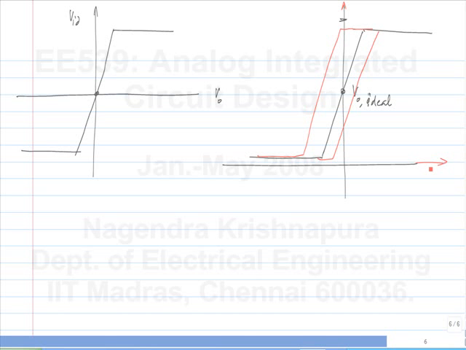So this means a horizontal shift, and if the slope of the line is very high, you can see that a small amount of horizontal shift will make V naught equal to either the upper saturation limit or the lower saturation limit. So what's the problem then?